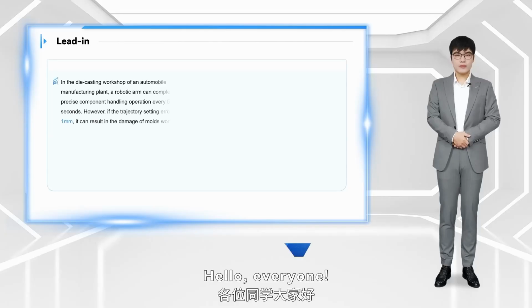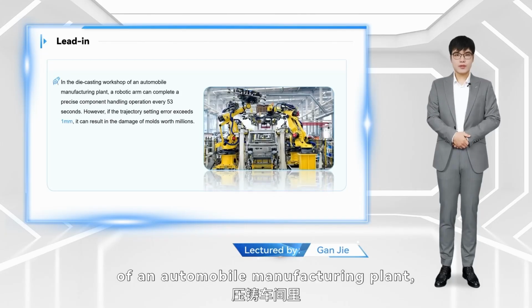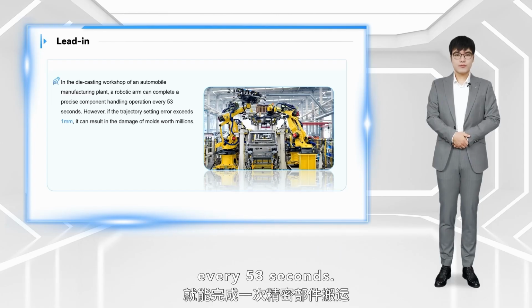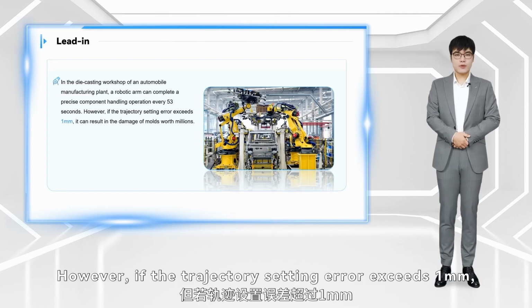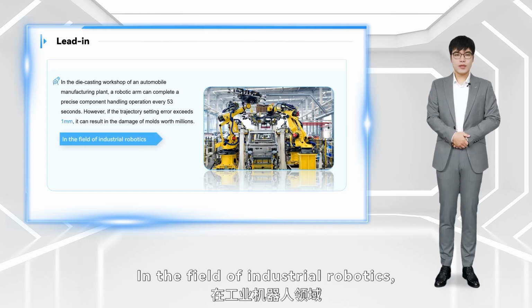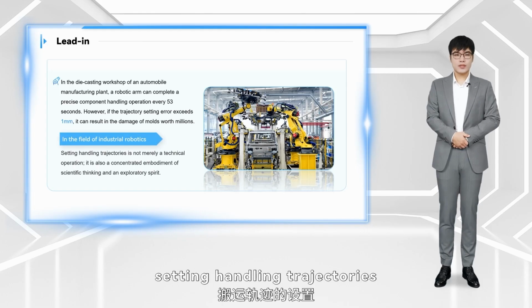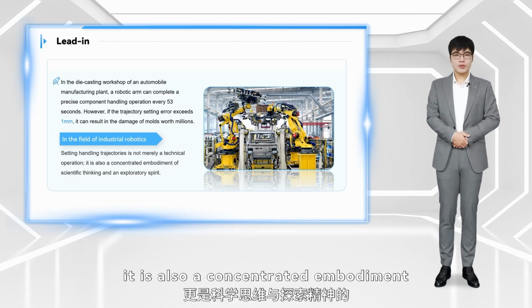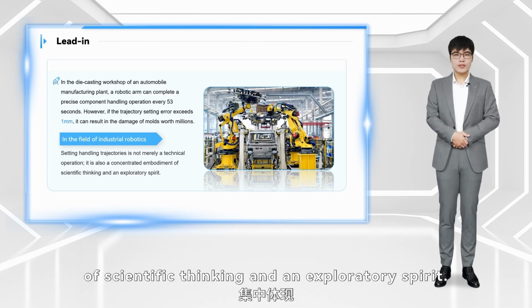Hello, everyone. In the die-casting workshop of an automobile manufacturing plant, a robotic arm can complete a precise component handling operation every 53 seconds. However, if the trajectory setting error exceeds 1 millimeter, it can result in the damage of molds worth millions. In the field of industrial robotics, setting handling trajectories is not merely a technical operation. It is also a concentrated embodiment of scientific thinking and an exploratory spirit.